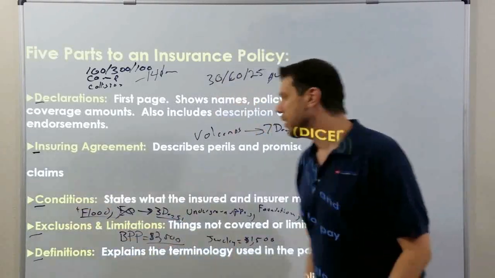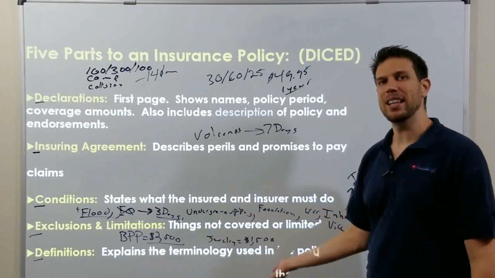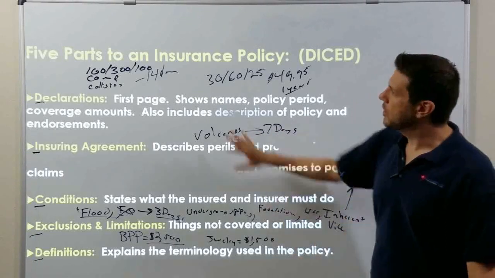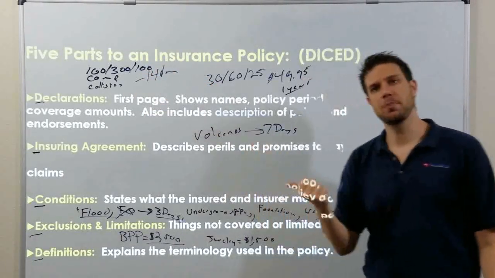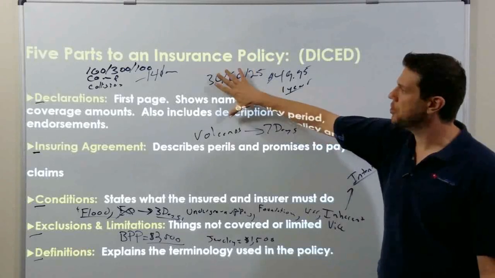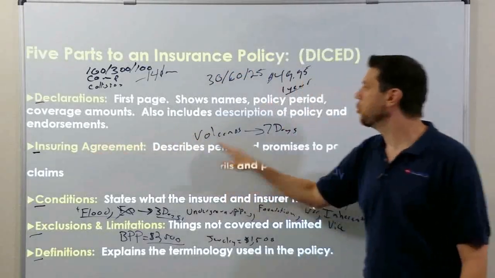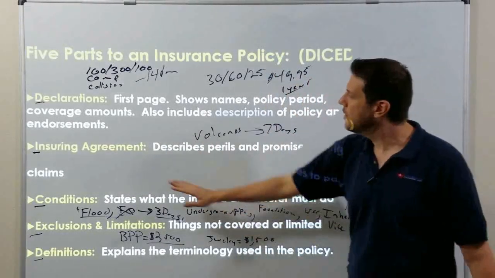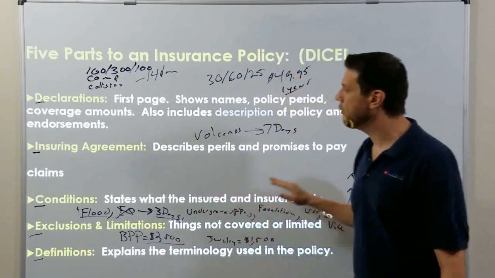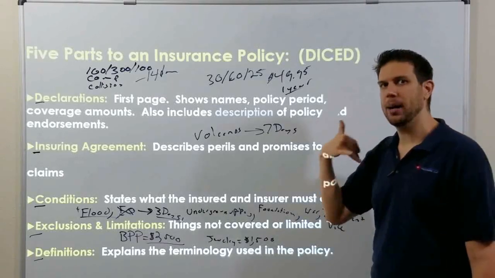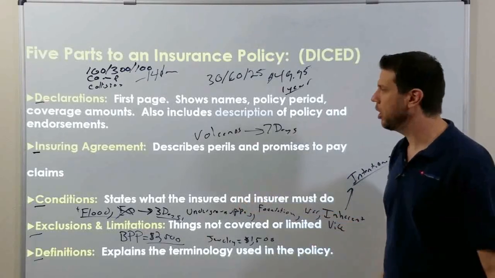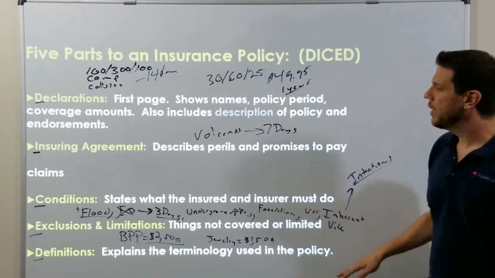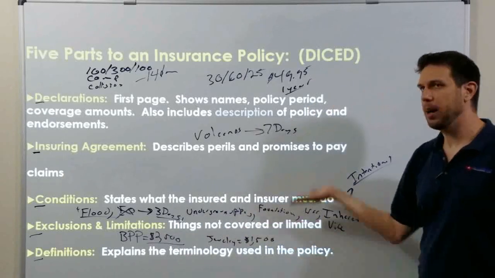Exclusions are things not covered. Limitations are things that are covered, but up to a limit in the policy. So the declarations page, the first page, that's a summary of what insurance you have. Insuring agreement tells you what is covered and has the promise to pay claims. Conditions state your duties after a loss, like you have to call the cops and you have to give them 48 hours to find your car. Exclusions are things that are not covered. Limitations are things that are covered up to a limit.